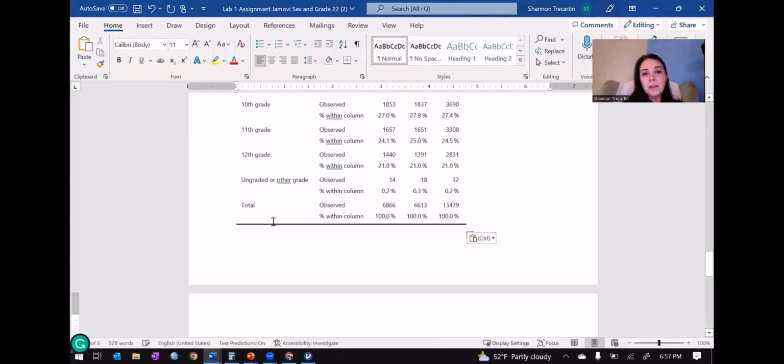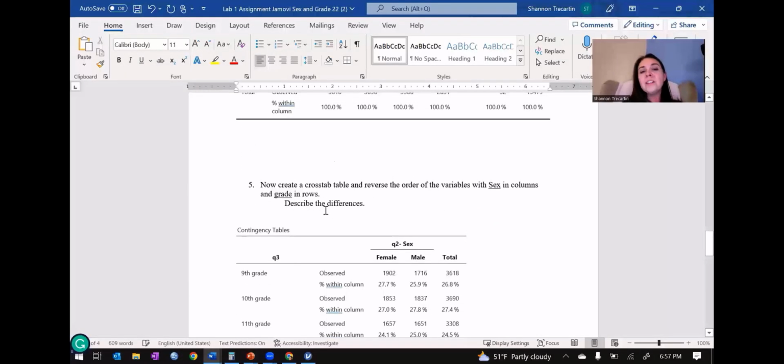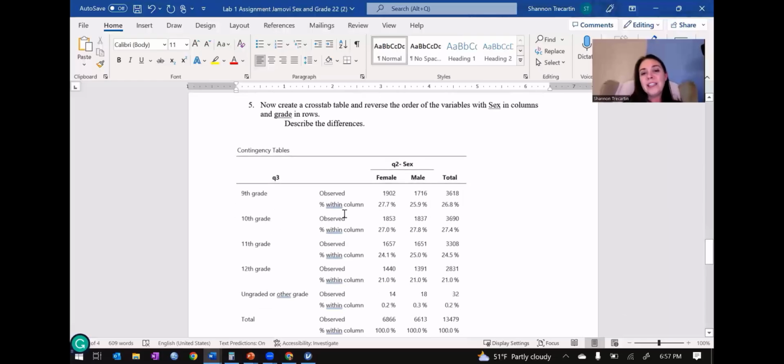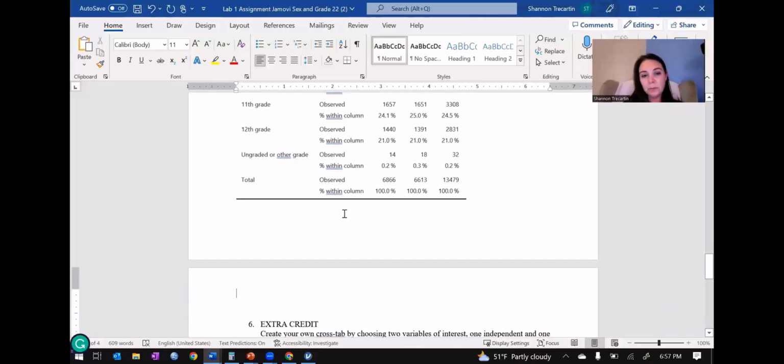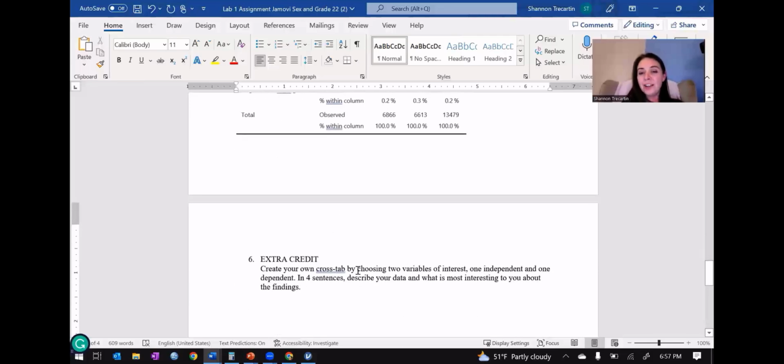It says, do this, and then what are the differences that you note? What do you see that's different? Just give me some commentary on it, maybe a sentence or two. And for extra credit, I'd like for you to try to do this on your own. You can choose any 2 variables you'd like. If you want to know what the different variables mean, I'll show you that in just a second. But then I want you to describe your output in about 4 sentences.